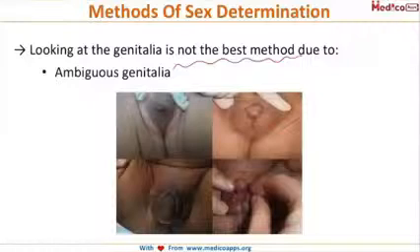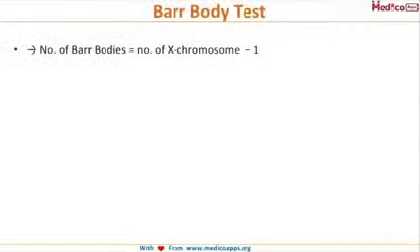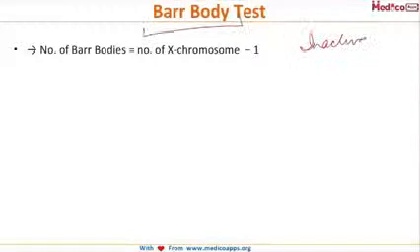They are called ambiguous genitalias, and we'll discuss about this later on. Now the third method of sex determination is looking at the Barr bodies. Now the concept that I would like to give you here is, what is Barr body? These are the inactivated X chromosomes. So in any individual in which two X chromosomes are present, one X chromosome is inactivated so that this excess of this genetic material is not transferred to the individual.